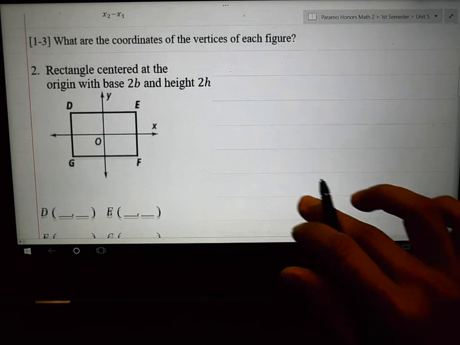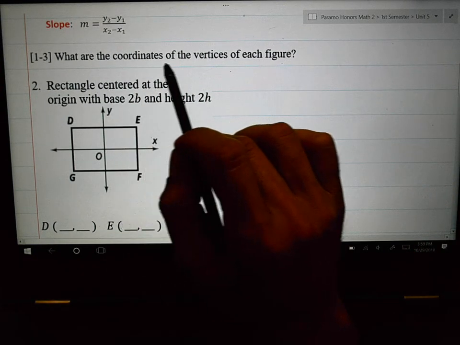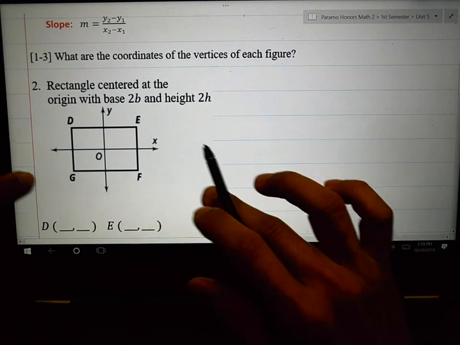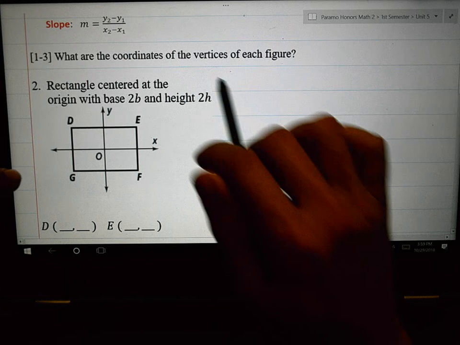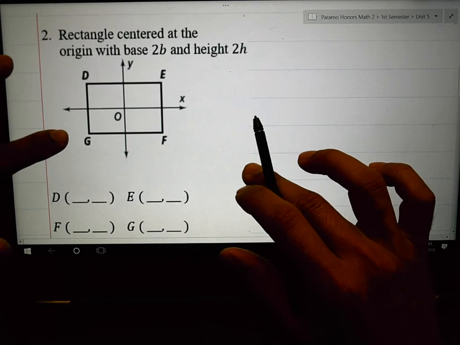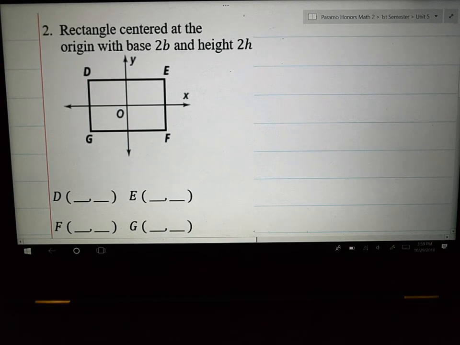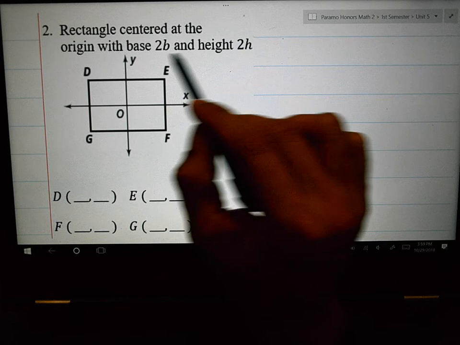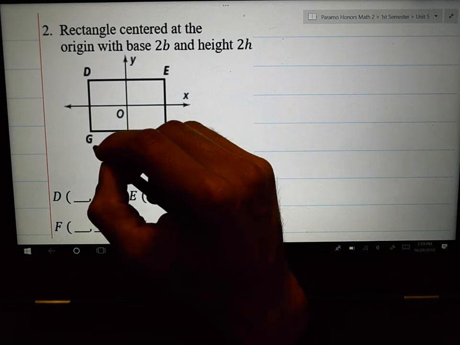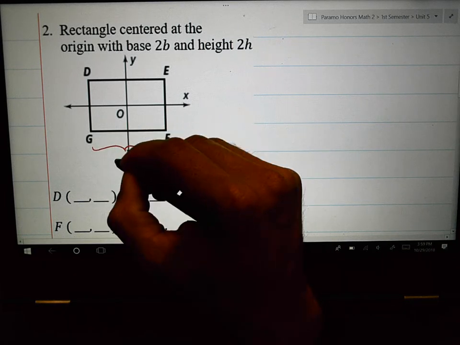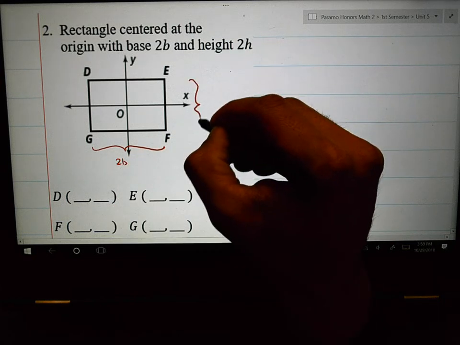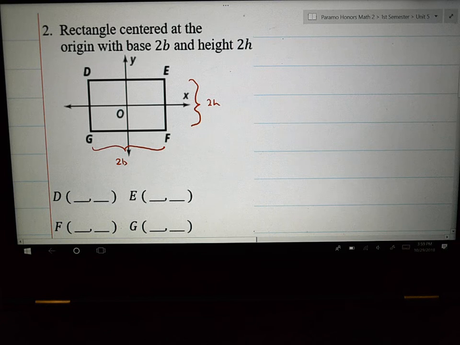It says, what are the coordinates of the vertices of each figure? So we need to figure out what the coordinates of the vertices are. And we are not given any numbers. Everything's in terms of these variables. This is a rectangle centered at the origin with a base of 2b and a height of 2h. What does that mean? That means that this distance from here to here is 2b units, and the height of this thing from here to here is 2h units.